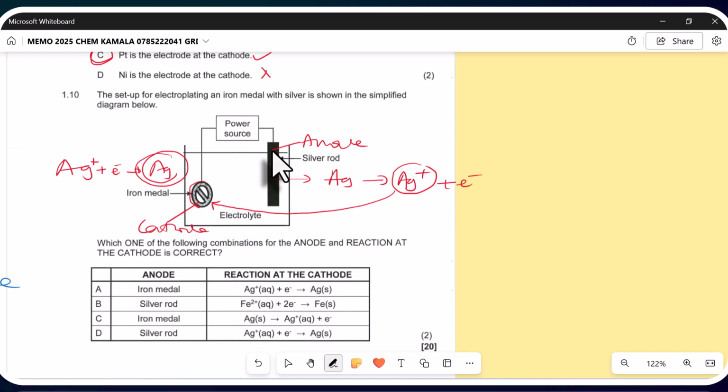So the best answer here is what? It is D. Hope we are together.